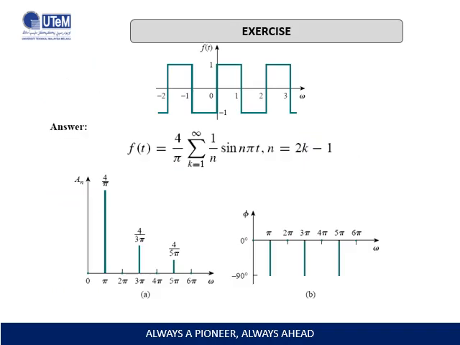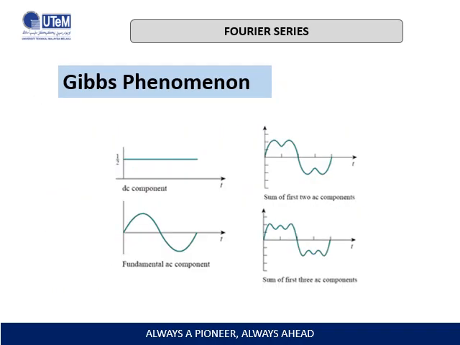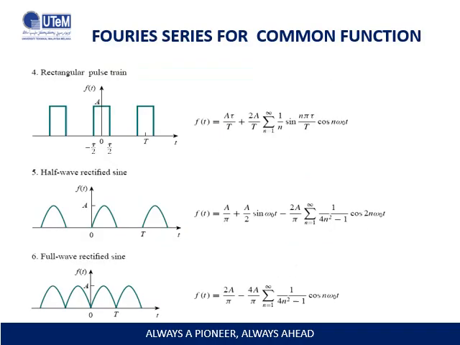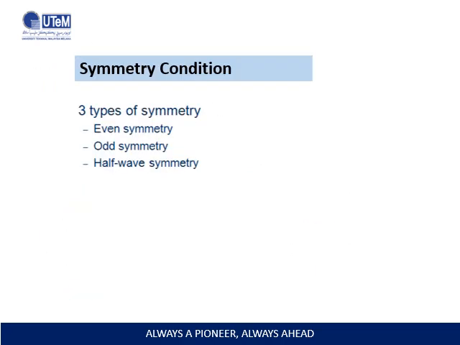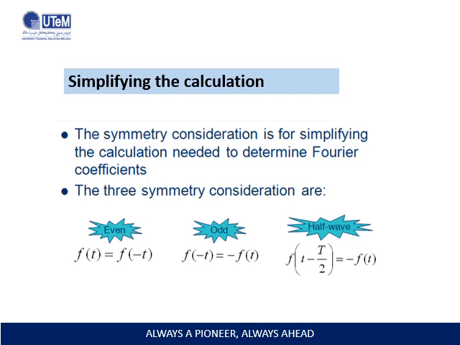Next, I explained about the Gibbs phenomenon, and about the symmetry conditions. There are three types of symmetry: even, odd, and half-wave symmetry. So why is it important for you to determine the symmetry of your signal? It helps you to simplify your calculation.